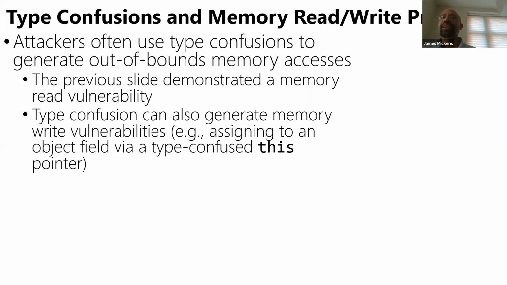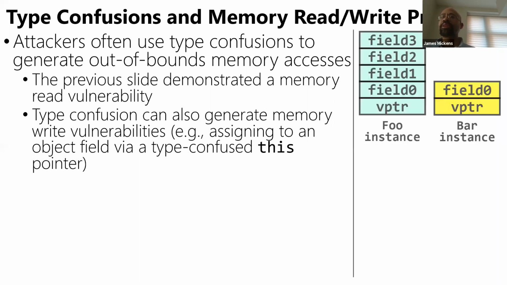Type confusion vulnerabilities can also generate memory write vulnerabilities. So for example, if you assign to an object field via a type confused this pointer. So here's a simple example. Imagine that we had two different classes. Now we'll be good computer scientists, just call them foo and bar, everybody's favorite meta-syntactic names. So imagine that the foo instance, which I'm showing in the blue, has 4 fields in addition to a v pointer. So this is what you'd see if you declared a foo object on the stack or in the heap. And then the bar instance is actually much smaller. So it only consists of a single field, field 0, in addition to a v pointer.